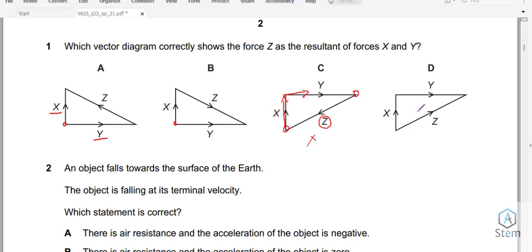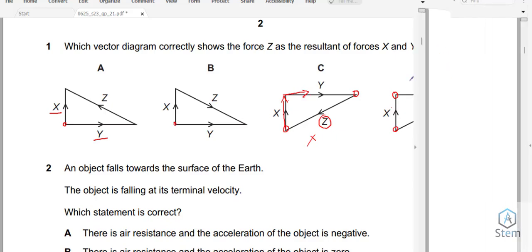Obviously, D will be the correct answer after elimination, but let's just prove it is. We have X and Y, they are showing head of X and tail of Y. Then we have the resultant Z from the tail of X to the head of Y. This is the correct answer.